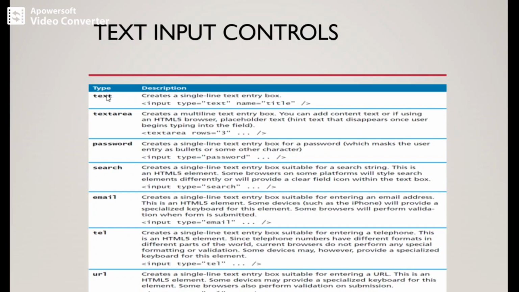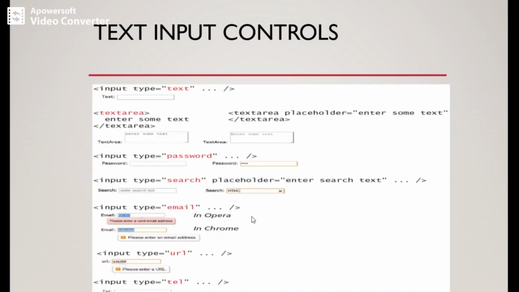We have just text. Just text means it creates a single line text entry box, meaning input type is equal to text. Only one line of text you can enter. Textarea means many lines you can enter. Password creates a single line text entry box for a password. So the password should not be seen, isn't it? So you can use stars there. Then there are several others, you can go through them.